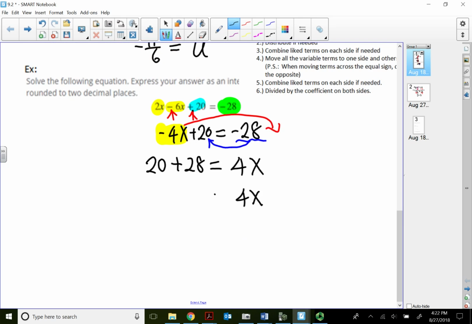Step number 5, combine like terms again, equal to 48. So the last step, down to two terms, no more like terms to combine. Variable term is by itself. Time to divide it by the coefficient 4. So my answer, x equals 12. Excuse me, 12. All right.